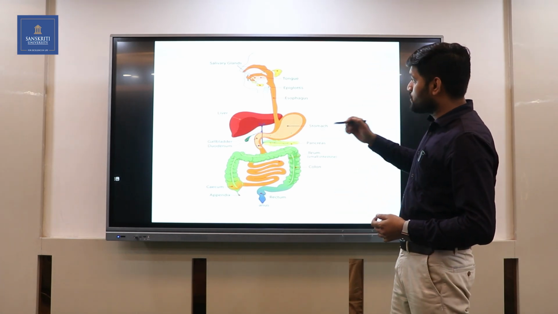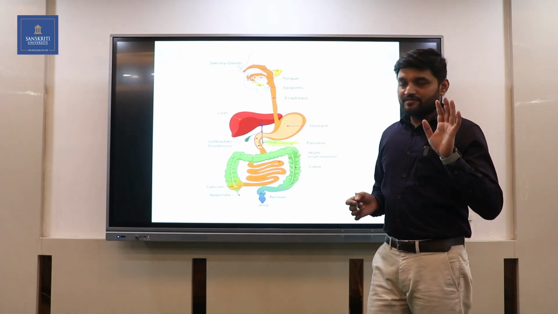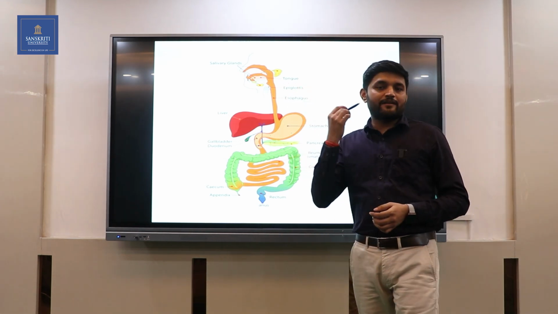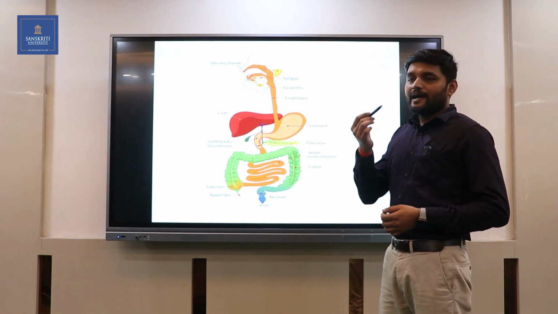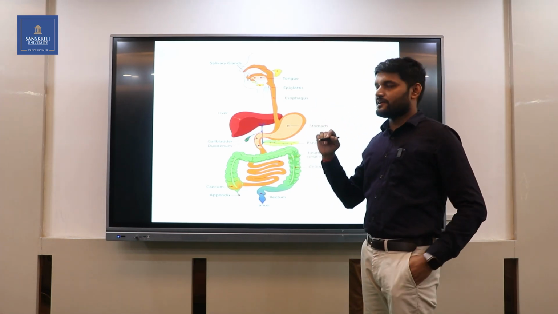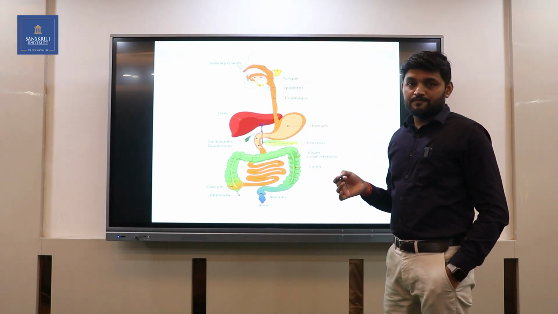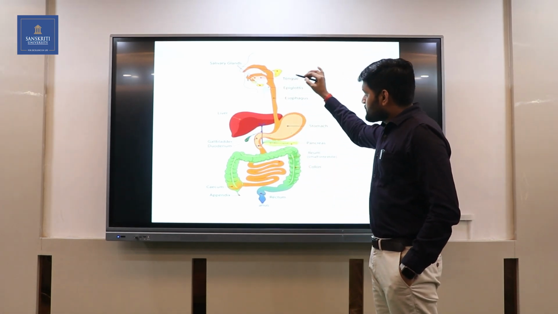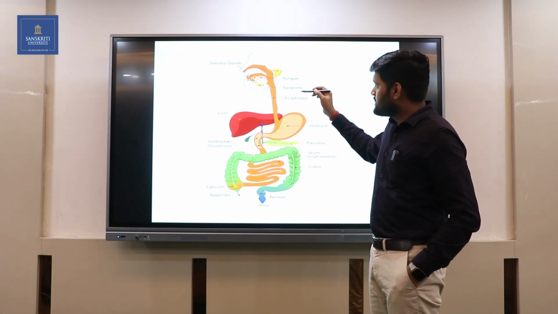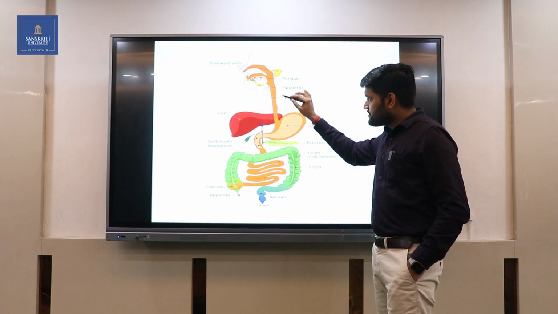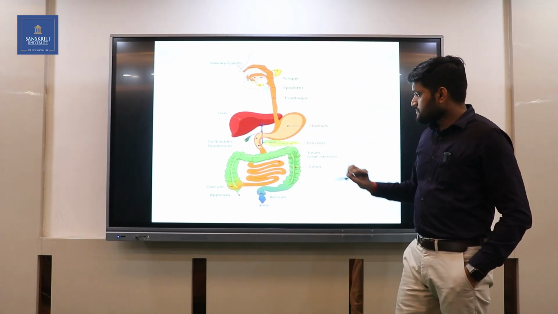In the mouth, salivary glands are present. Firstly the salivary glands like the parotid salivary glands, submandibular salivary glands, and the last, the sublingual salivary gland. Here the salivary glands secrete saliva in the mouth. After that the tongue, epiglottis here inside the mouth, esophagus from here to here, and the stomach.